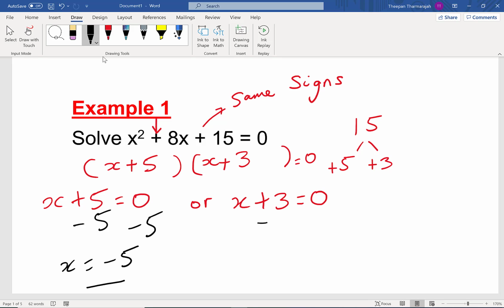Then we do the same on the other side. So minus 3 on this side, minus 3 on this side. Then we get x is equal to minus 3 as my second solution.